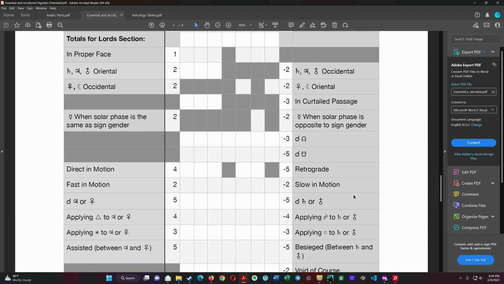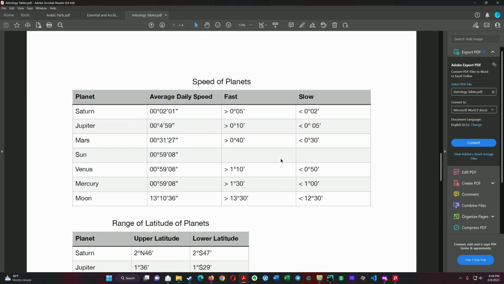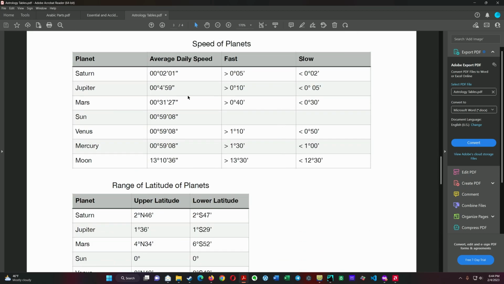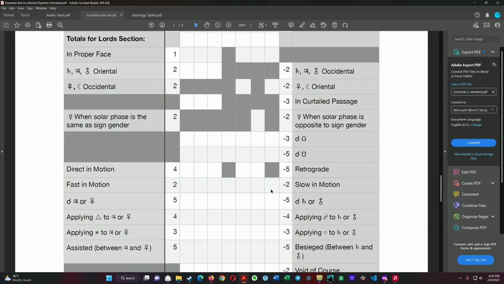If it's fast or slow in motion, it gains or loses points. And I have a whole table here that I have written on the speeds, because I have the average daily speed of each planet, and if it's faster or slower than this range, then it's said to be fast or slow. If it is just between these ranges, if it's just average, I don't give or lose points. I just put 0. I only give or lose points if it's really fast or really slow.